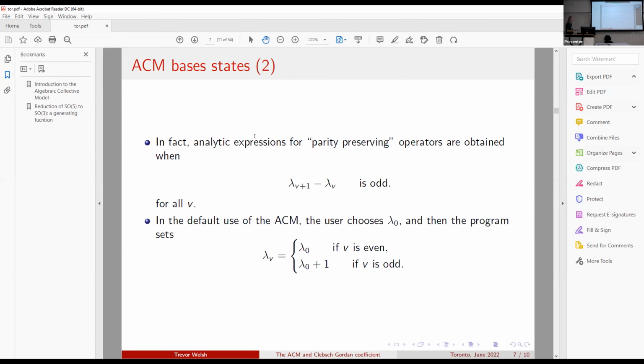And in David's initial program for this, and in fact in the default use in the program that I subsequently wrote, the user chooses lambda 0, then the program sets lambda v to be equal to lambda 0 when v is even, and lambda v to be equal to lambda 0 plus 1 when v is odd. So this is very trivially satisfied then. So that works very well.